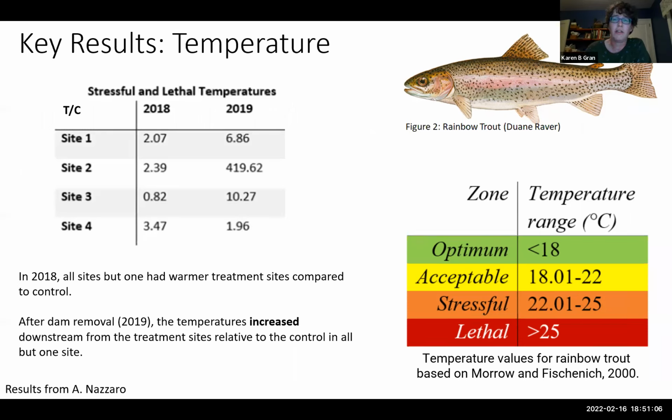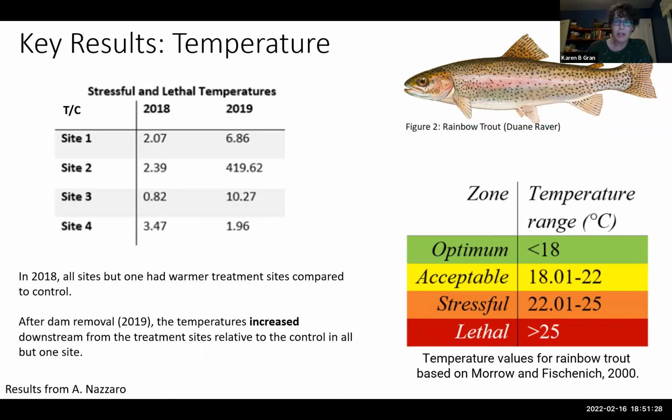So what you're looking at is the ratio of time spent at stressful or lethal temperatures between treatment and control in 2018 and 2019. So if we look at 2018 data in the first column here, 3 of the numbers are greater than 1. And what that means is that all but one of the sites had warmer temperatures than the treatment site in 2018.